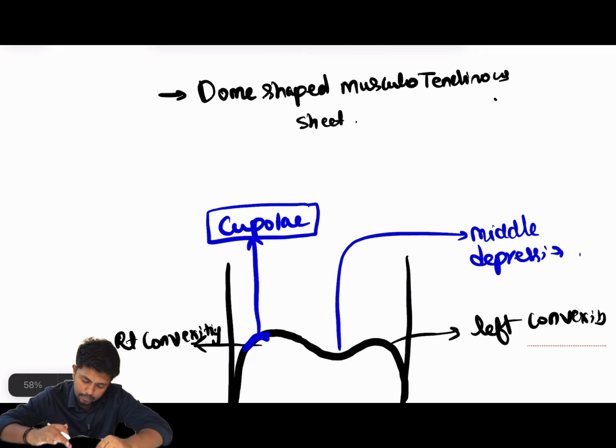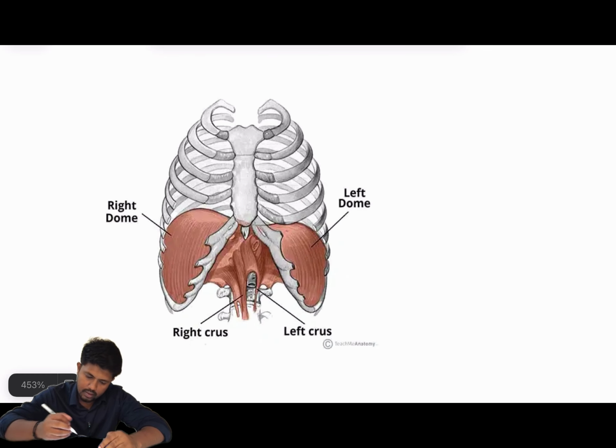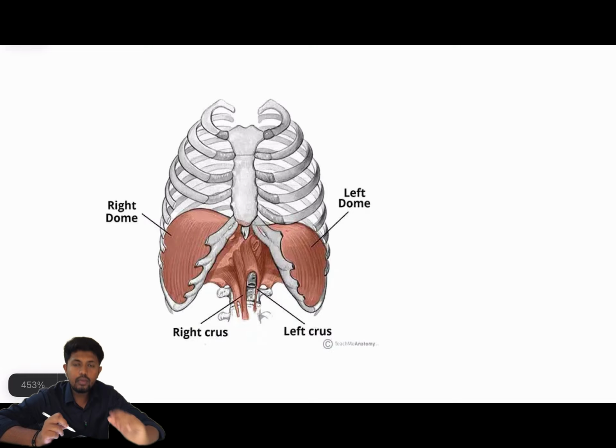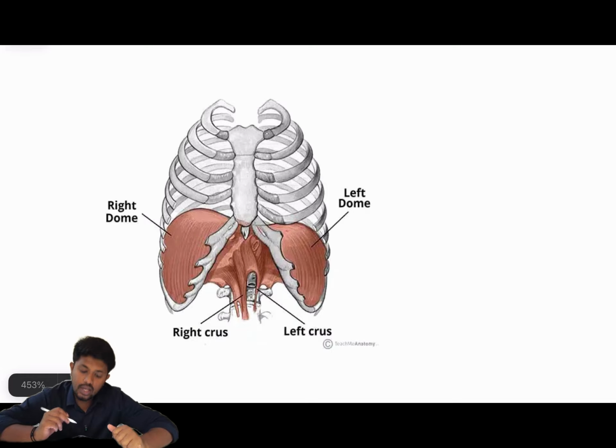Now we'll see this in the diagram. In this you can see the diaphragm. This is the sternum, the manubrium, the body of the sternum and the xiphoid process, and these are the ribs, the 7th, 8th, 9th, 10th, 11th and 12th. Between all these parts, the diaphragm is present. You can see the right dome, the left dome and the median depressed part.